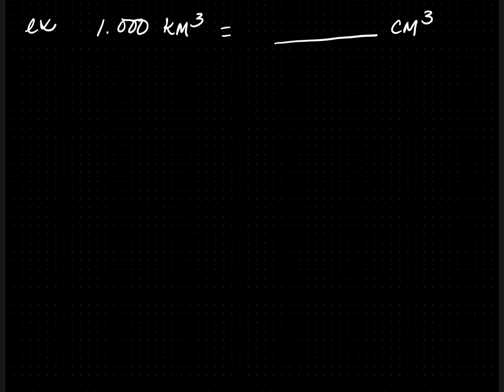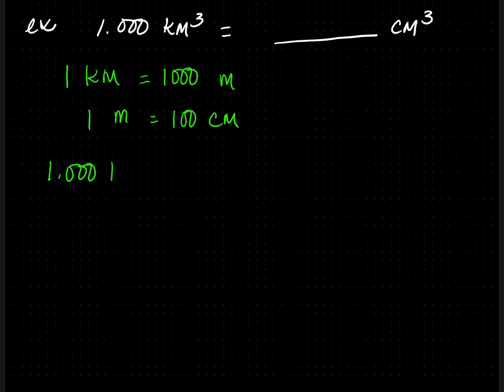So if I go to base, kilometers to meters, bigger prefix is kilometers, so that will get 1. There's 1,000 meters in 1 kilometer. From the base, I could go to my centimeter. Bigger prefix is the meter, which gets 1. There's 100 centimeters. I'm going to start with what's given, which is 1.00 kilometers cubed.